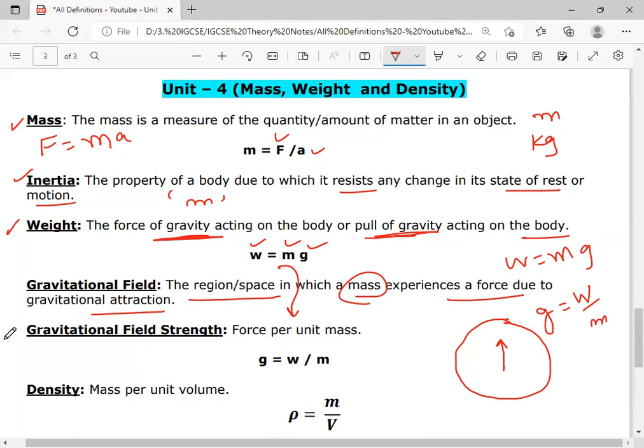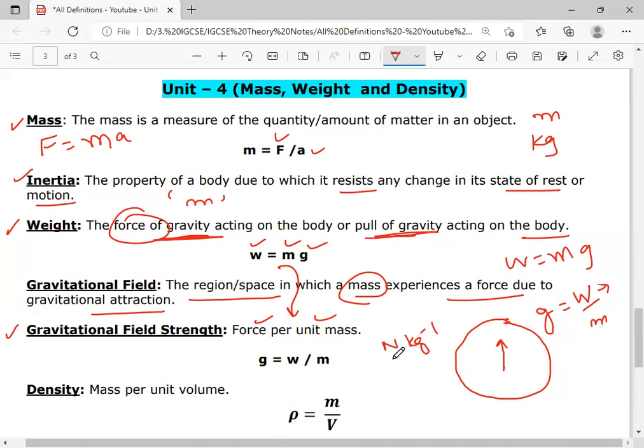Okay, then gravitational field strength. Now this is the formula g is equal to W over m. Now from here we can write the definition. W stands for weight, and weight is a force. So force per unit mass is called gravitational field strength, and its formula is g is equal to W over m, and its unit is Newton per kg.